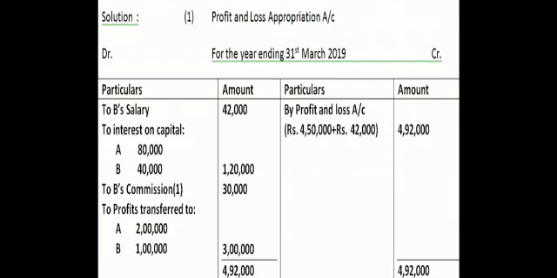Right? Now come to the debit side. So what items will now be shown on the debit side as deduction? The first item is to B's salary, 42,000. Salary is provided only to B.